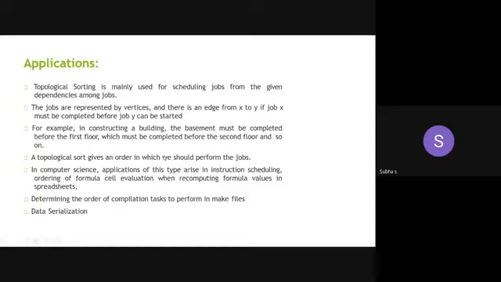Okay, and then look at the third point, mainly in constructing a building. These are all some common applications. Initially, we have to complete the basement. Suppose I am going to build a 10-storied building. What do we have to do? Obviously, we have to start from the basement. Then after finishing the basement only, we can go to the first floor. After finishing the first floor only, we can go to the second floor. Like that, I can proceed. So this is a practical example for topological sorting.